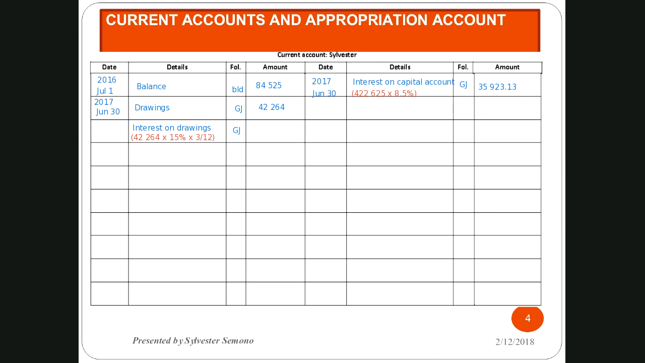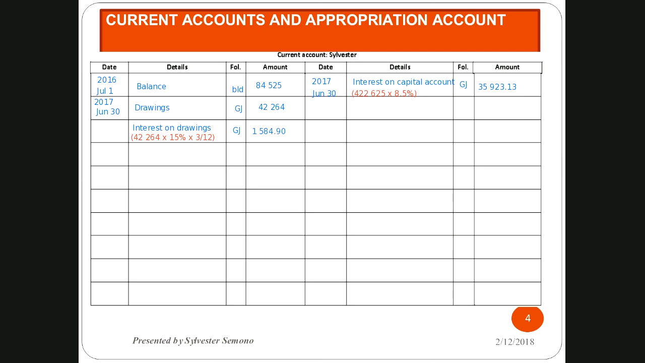No problem, let's not waste time, guys. Then it said we must also calculate interest on current account. So the interest on current accounts normally benefit what? The partner. But if the partner's balance of the current account is unfavorable, instead, this partner will give the partnership the interest. So as you can see in this case, when it comes to Sylvester, Sylvester's balance is on the debit side. This means that Sylvester has got an unfavorable amount of what? Of a current account. So the interest on current account will be unfavorable to him. The interest will also come to the debit side.